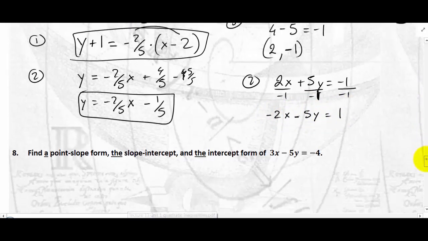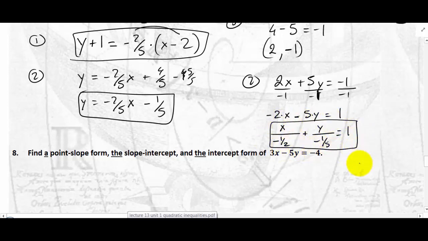All right, so now let's write this product as a division. So x, instead of multiplying by negative 2, I divide by negative 1/2, plus y divided by negative 1/5, equals 1. Here we go. Here is the intercept form. Okay? All right, last part of the material. So this is going to be pretty short.